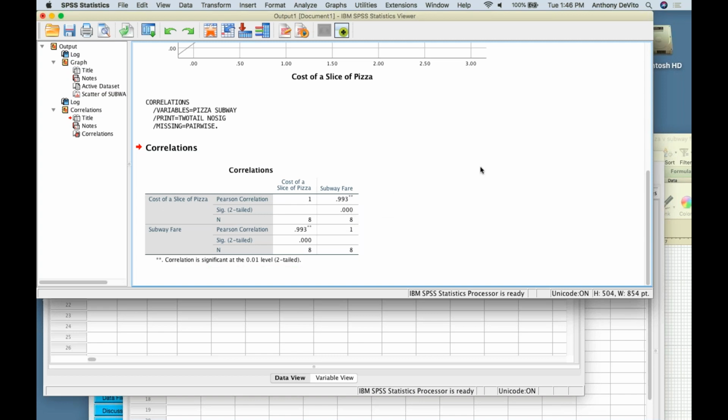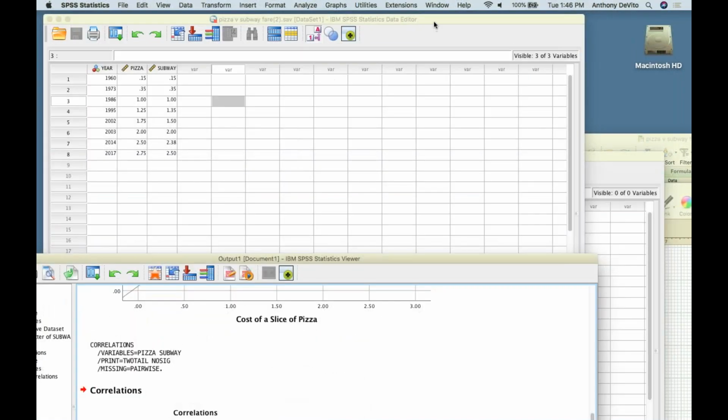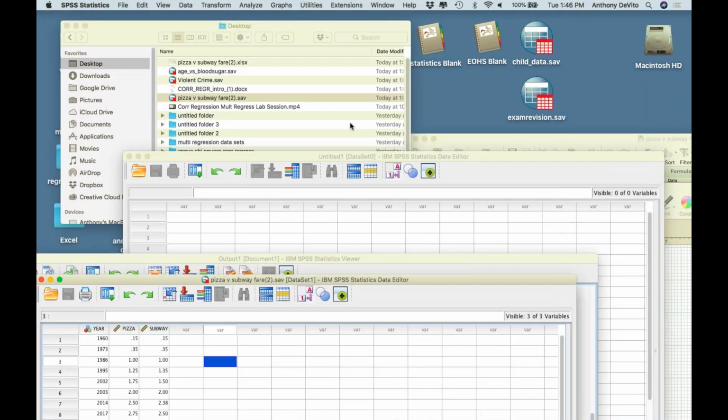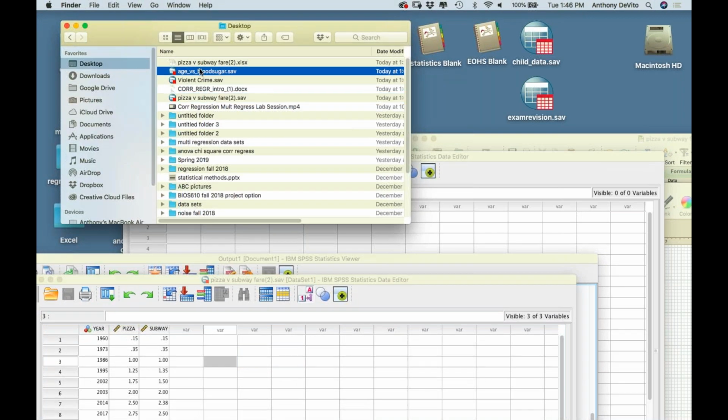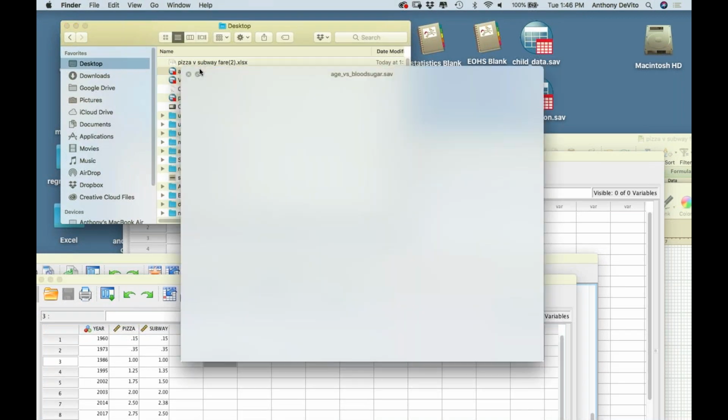Okay, so that's correlation. That's how we're going to use correlation. I'm going to ask you guys to download a file called, let's see.